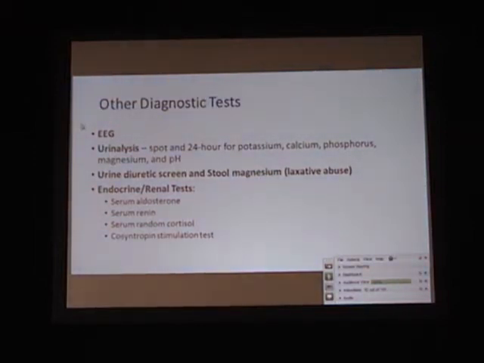So yeah, anyway. Then there are endocrine and renal tests, aldosterone, renin. So it's hormonal tests basically that you do from the blood.